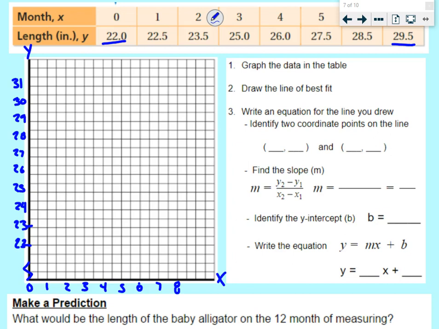Now we want to plot those points on our graph. You guys should be able to do that. We practiced that in the do now. 0, 22 would be right there. 1, 22.5 would be halfway between 22 and 23. 2, 23.5. 23.5 would be halfway between 23 and 24. So here we understand why we were skipping a line in between, to make room for those 0.5s. So go ahead and plot those points on your graph.